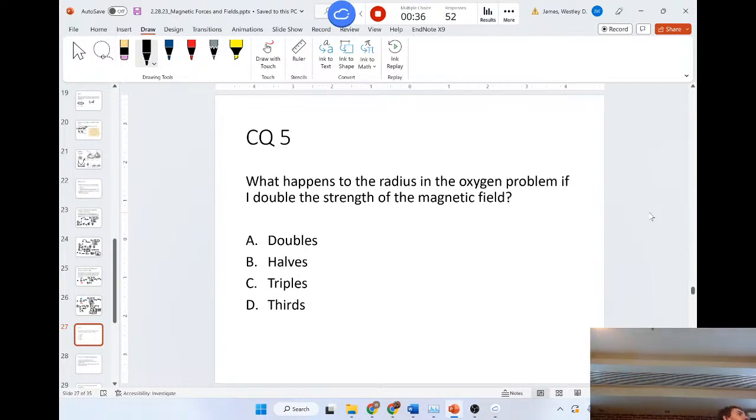And I will tell you all, you're probably going to have to write this out to see the effect. So with every ratio problem, it's a matter of writing down the equation, finding the variable that we're trying to determine what gets affected, and then plugging in the change. What variable is changing and what's that going to do to it?